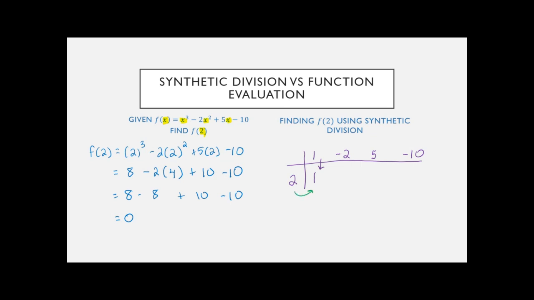So then I multiply. 2 times 1 is 2. 2 minus 2 is 0. Then I follow the process. 2 times 0 is 0. 0 plus 5 is 5. Then 2 times 5 is 10. 10 minus 10 is 0. And this is our answer.